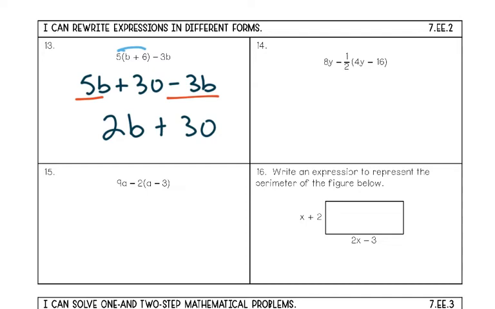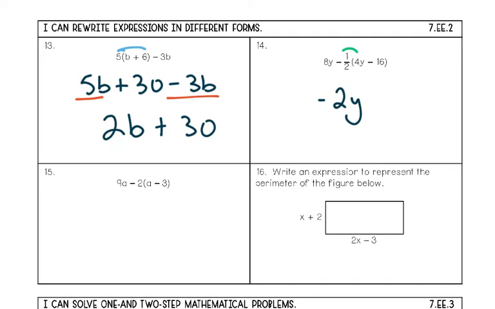Number 14, I also see parentheses and a number on the outside, so I'm going to distribute. That is a negative 1/2. That's a minus 1/2, which is the same as a negative 1/2. Keep that sign next to it because that's going to make a difference in your answer. So I have negative 1/2 of 4. So half of 4 is 2, and it's a negative times a positive, so it's negative. And that's how many y's there are. So I just did negative 1/2 times 4y.